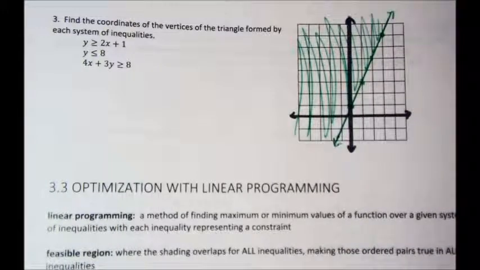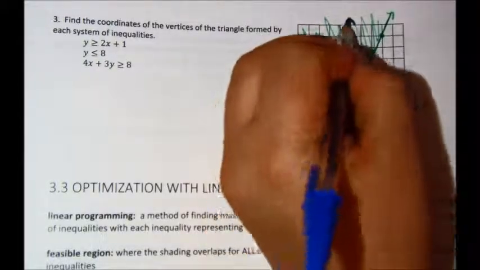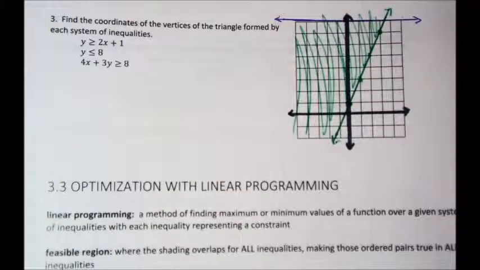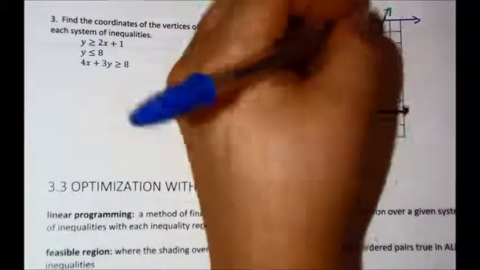The second line is that y is less than or equal to 8. Therefore, it's a horizontal line at y is 8. We know the line is solid because it's equal to. Since it's less than, we're going to shade down. Remember, only shade where there's already shading.